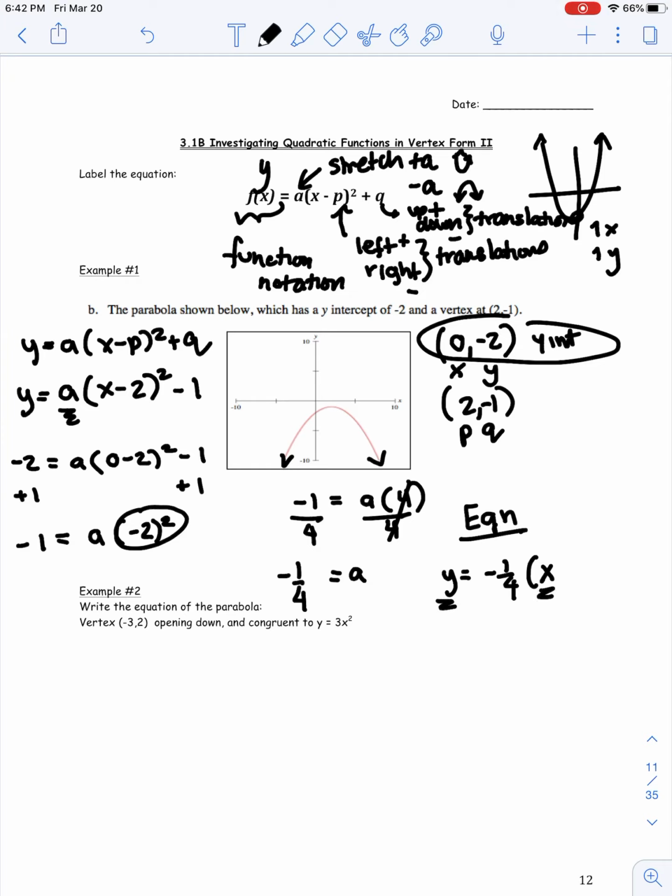You should always have your x and y still there once you rewrite the function that represents it. So I should actually label this as a function. Okay, so this is a function, a quadratic function.